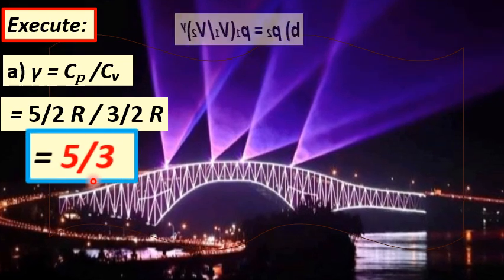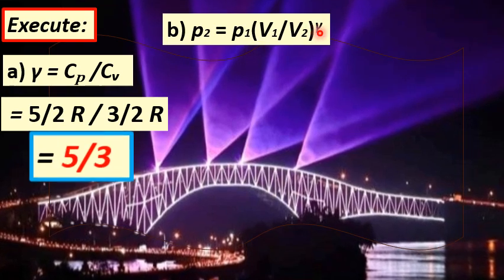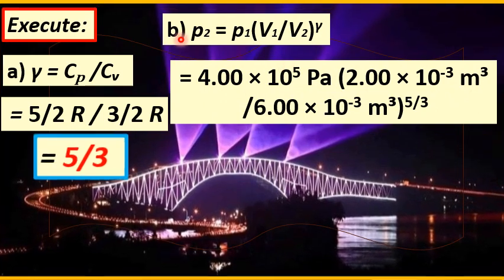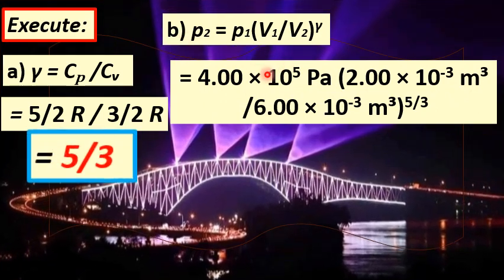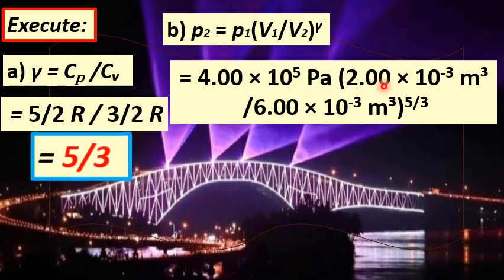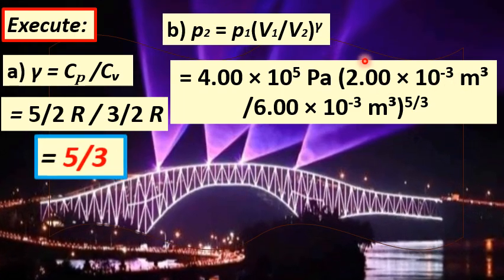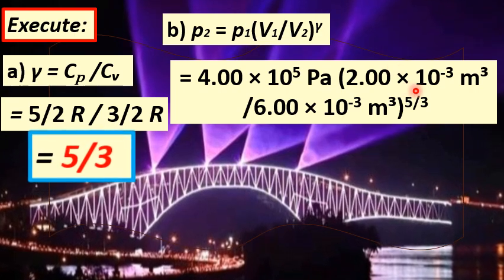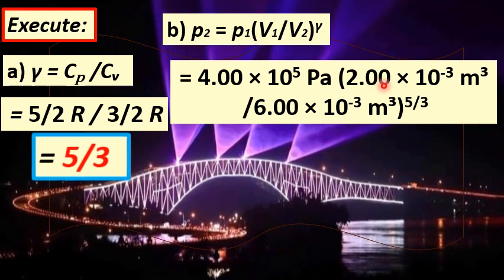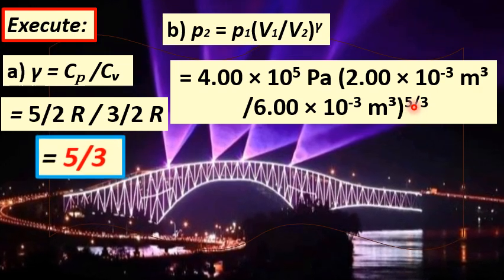For the second question, finding the final pressure P sub 2 using this formula. All right. So substituting, we have the initial pressure 4.00 times 10 to the fifth Pascal, and that will be multiplied by the ratio of the initial volume to the final volume, and that ratio inside the parentheses will be raised to the power 5/3.